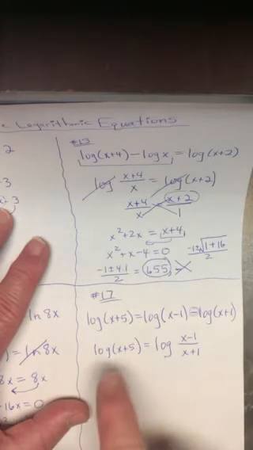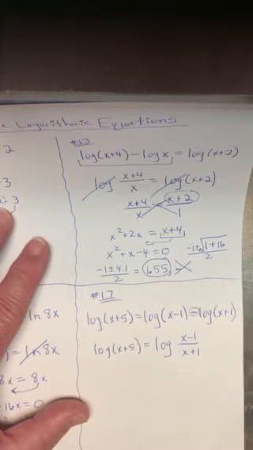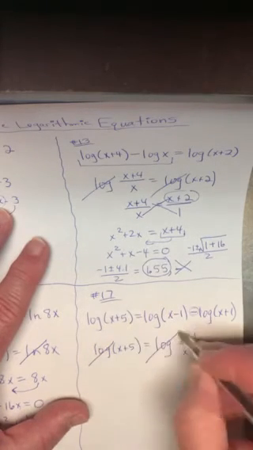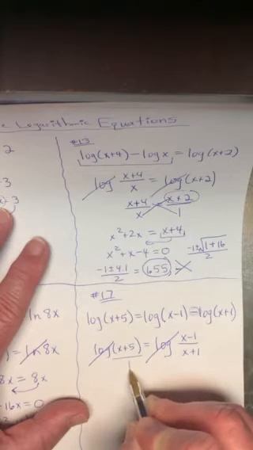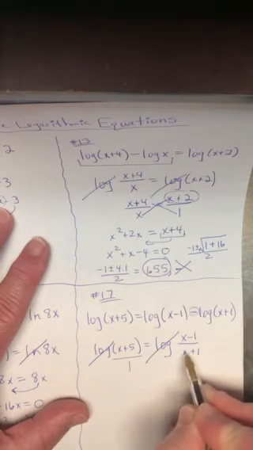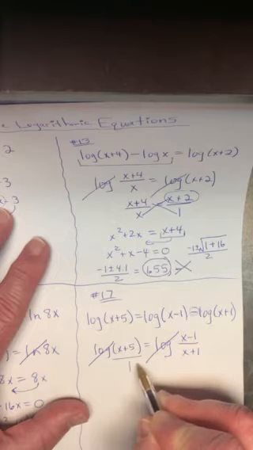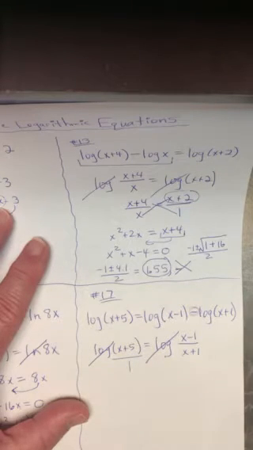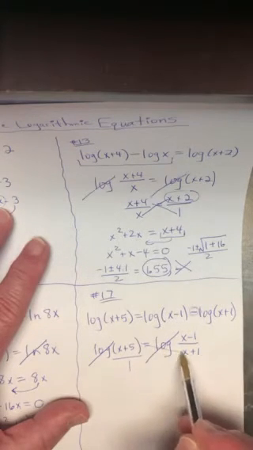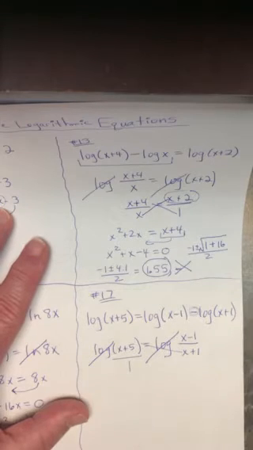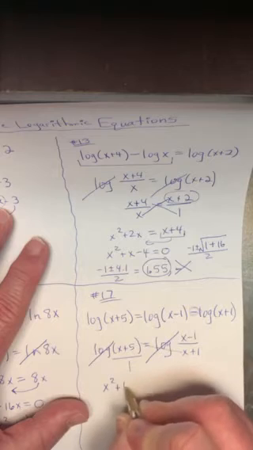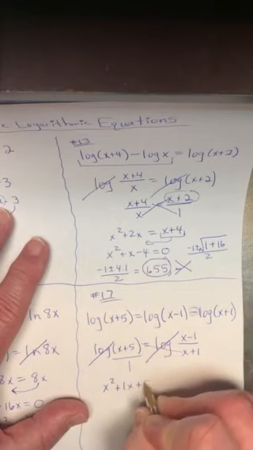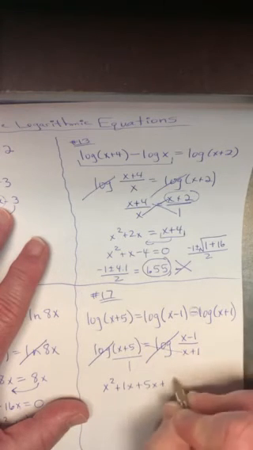Once again, I've got a common log on both sides. The logs cancel. This is understood to be over 1. So once again, I'm cross multiplying. Agreed? To solve this proportion. When I do cross multiply here, careful, you're going to double distribute. Don't you get x squared plus 1x plus 5x plus 5.